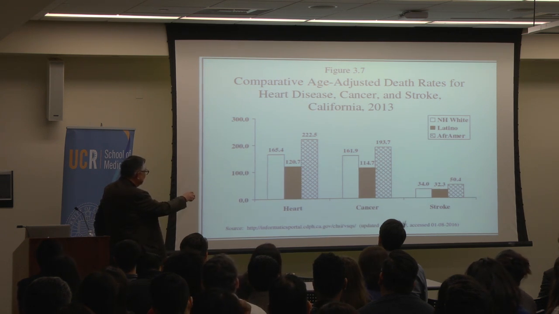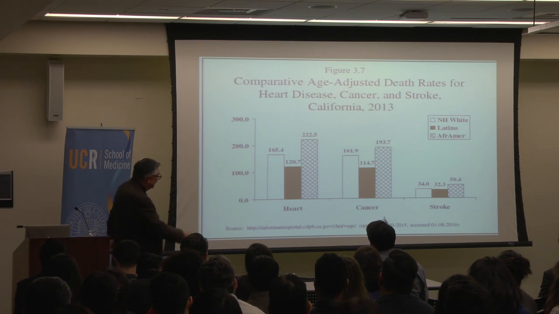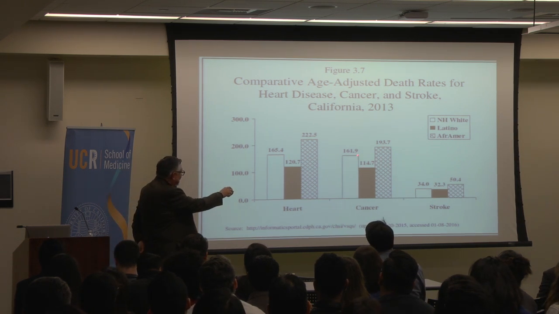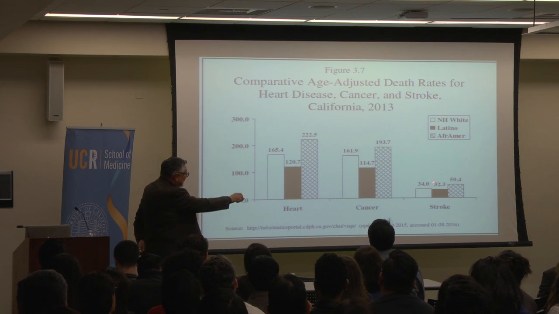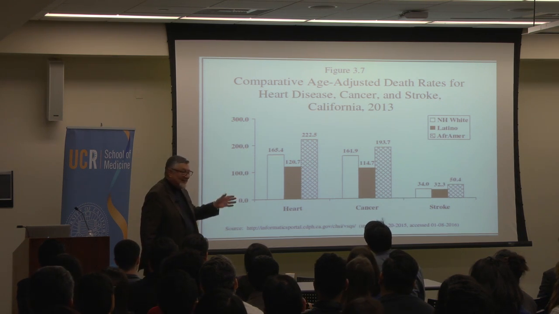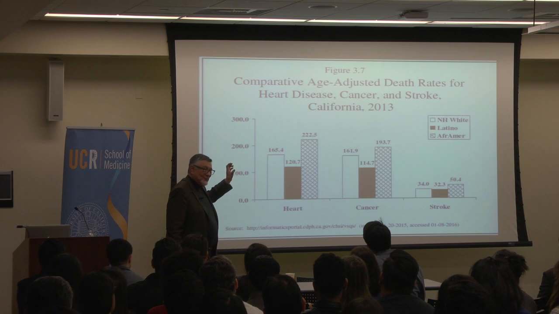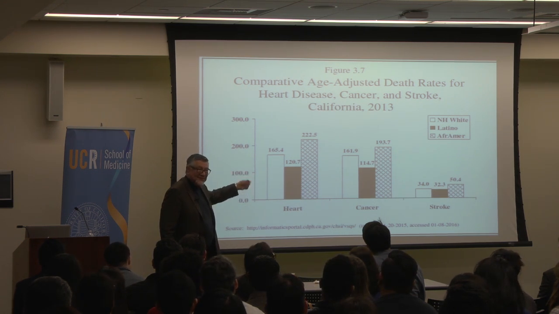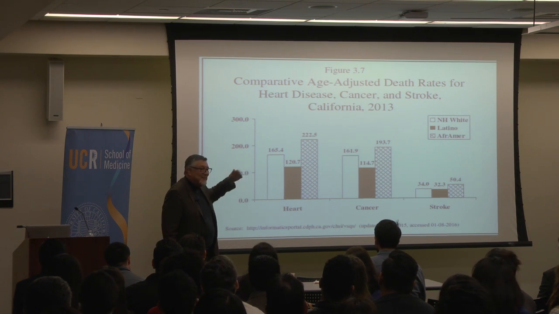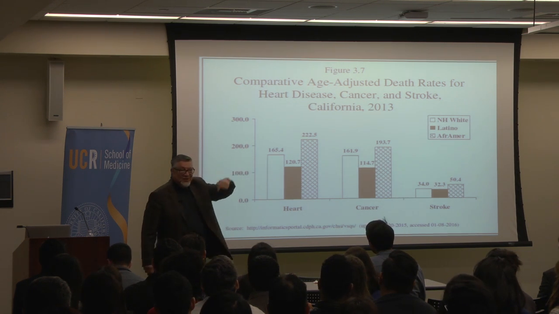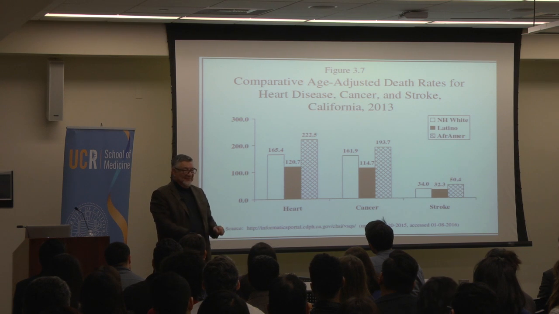This is non-Hispanic white. Latino is about 30% lower. Black is about 30% higher. Cancer, Latino is about 40% lower. Black's about 40% higher. Stroke, over and over. So clearly, even though these categories aren't race as we thought we knew, something is going on. And we're picking this up. We are attributing it almost to, well, it's their genes. It's their race. Is it?